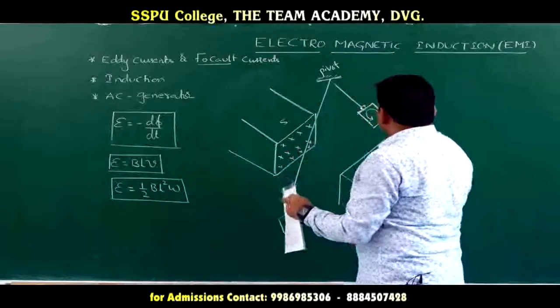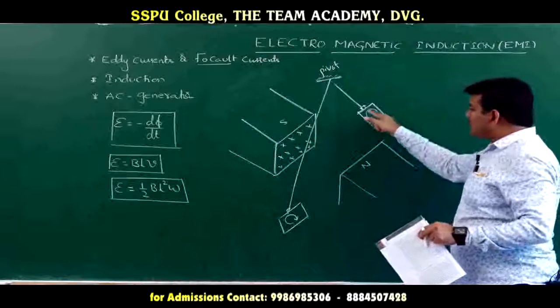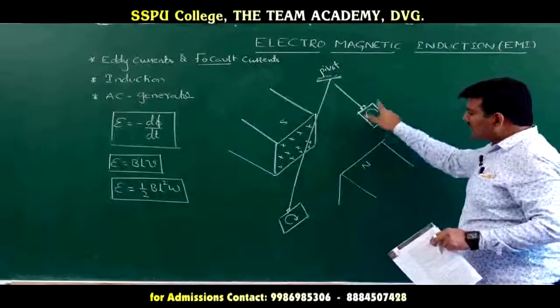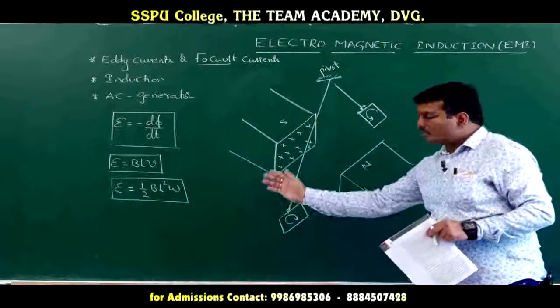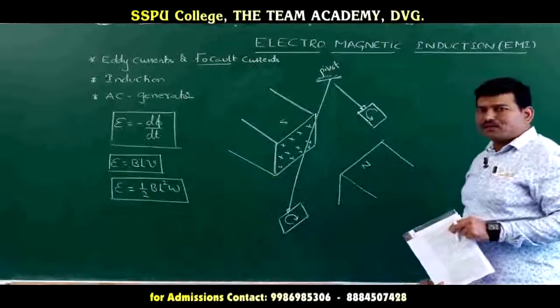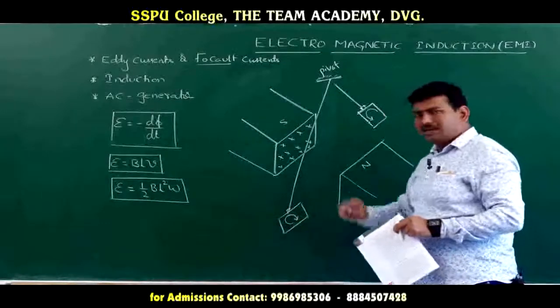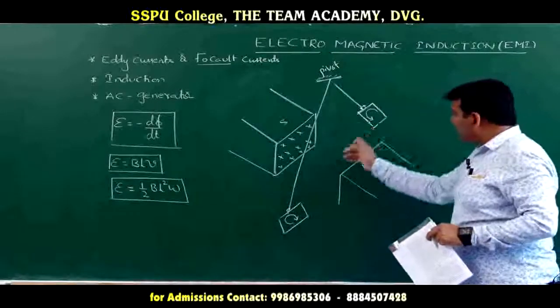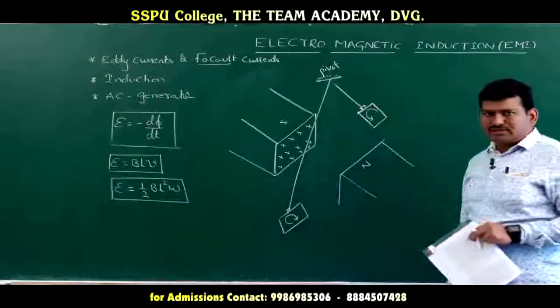Is it clear? So, here in this case, when it is entering, flux is increasing. Therefore, the induced current should be in such a way to decrease the increasing flux. Where it is coming out, the flux is decreasing. Therefore, the induced current should be in such a way to increase the decreasing flux. Therefore, the direction of induced current will be like this. So, when it is entering, it is in one direction. When it is leaving, the induced current is in the opposite direction.